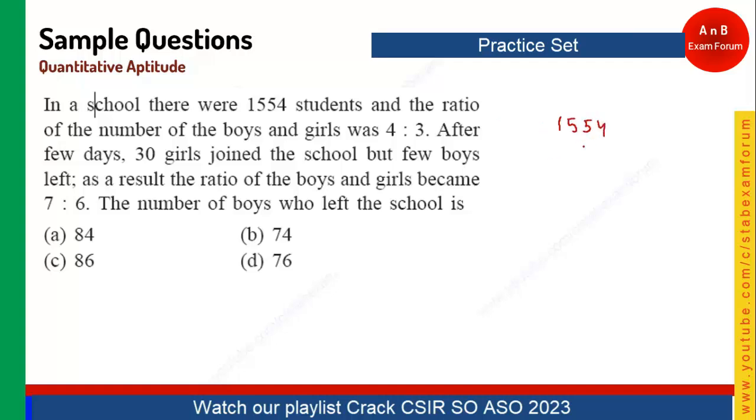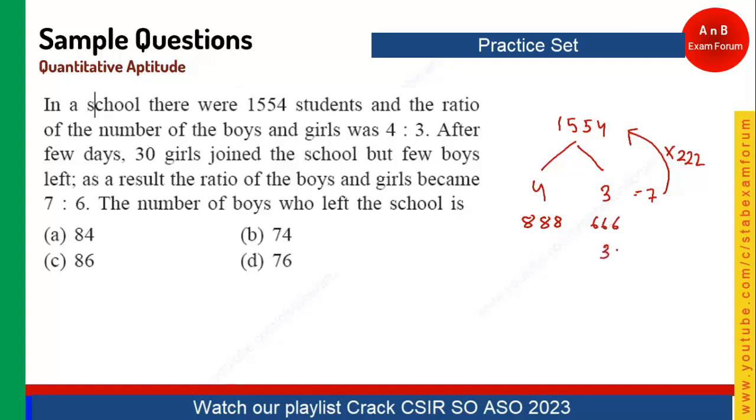Okay, so the ratio of boys and girls is 4:3. Whenever you find such a relation, you find the number. So 4 plus 3 is 7. But the total is not 7, it's 1554, which is 7 multiplied by 222. So if you multiply this by 222, you will get 1554. So multiplying this factor, the total number of boys is 888 and the total number of girls is 666.